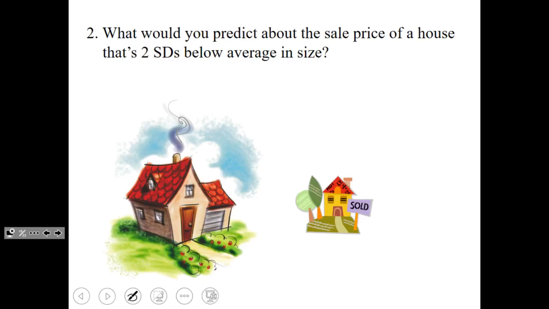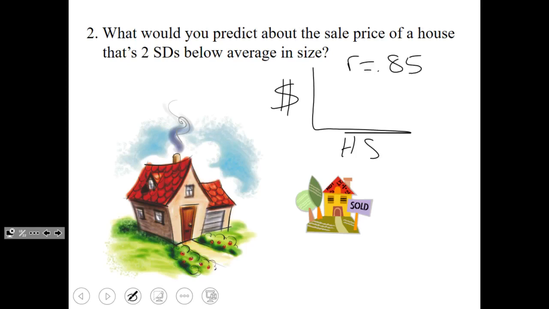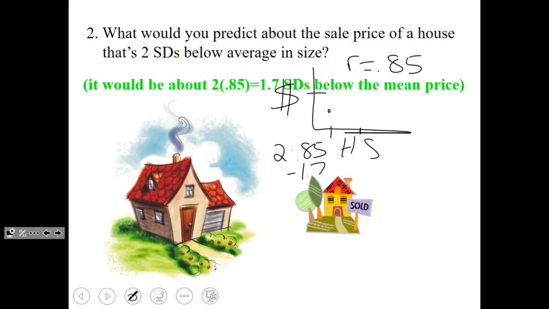Let's try another one. What would you predict about the sale price of a home that's 2 standard deviations below average in size? So I've got my house size, my sale price, and R was 0.85. If I'm 2 standard deviations below the mean for house size, I'm going to be 2 times 0.85 for sale price, or negative 1.7. So I'll be 1.7 standard deviations below the mean sale price. And that's exactly what we found.